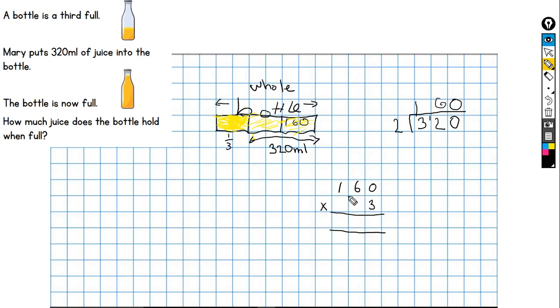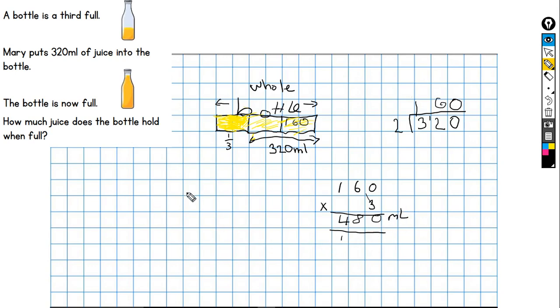Okay, so do you know how to do that? 3 times 0 is 0. Good. Fantastic. 3 times 6 is 18. Good girl. 8 there. And then 3 times 1 is 3. Add the 1, 4. Fabulous. And what have we found out? 480 millilitres. In the whole bottle.